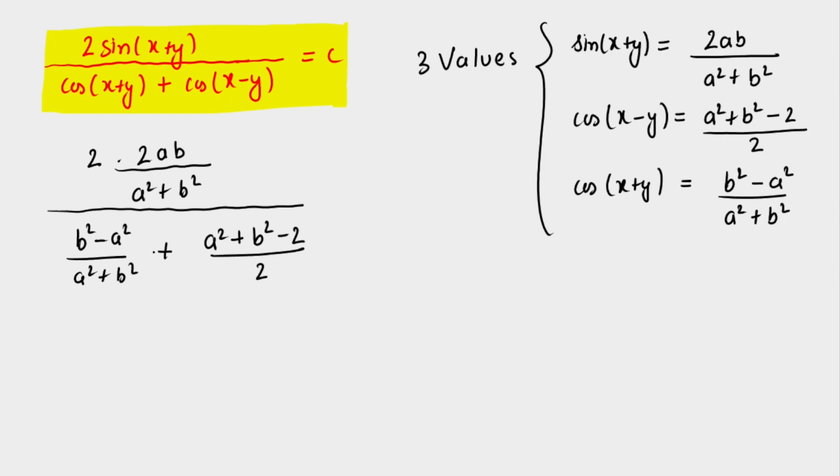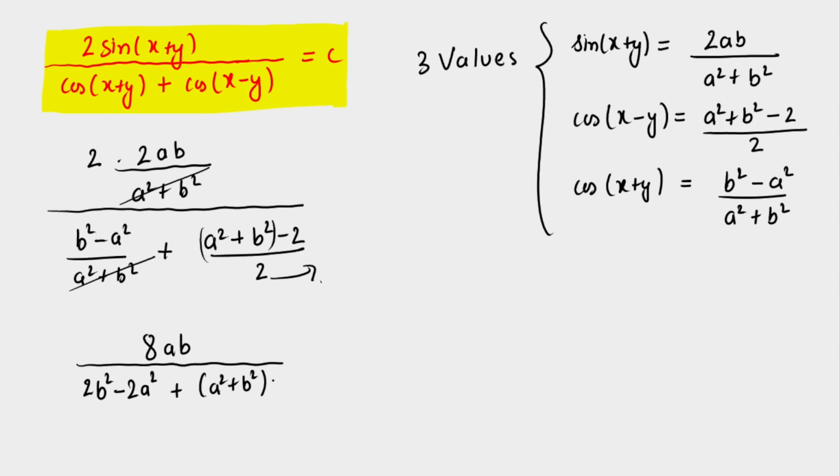Now after taking LCM, I think this a square plus b square and this a square plus b square will cancel out. This 2 will go in numerator, I think. So we'll get this as 2 into 2 into 2, that is 8ab. Whole thing is divided by, let's take the LCM here. So we'll get this as 2b square minus 2a square plus a square plus b square will be multiplied with this term. So let's multiply with this term. So we'll get this as a square plus b square whole square and then minus 2a square minus 2b square.